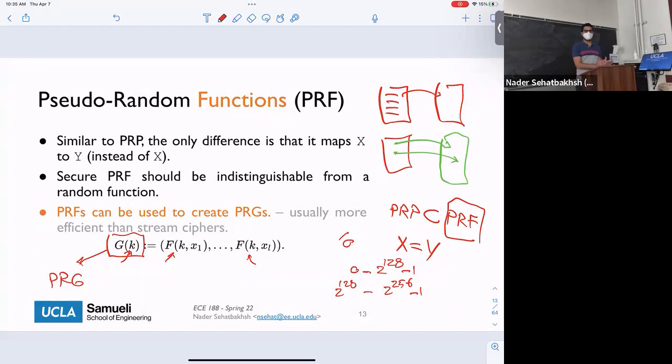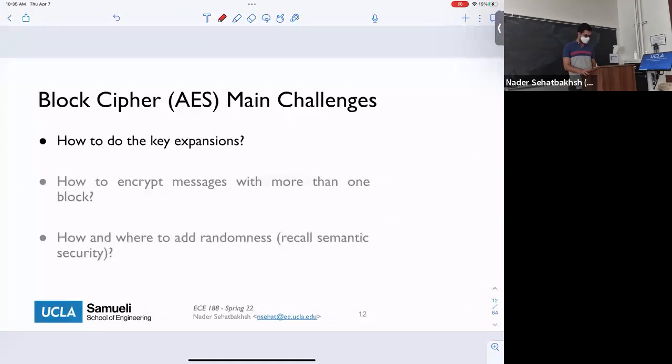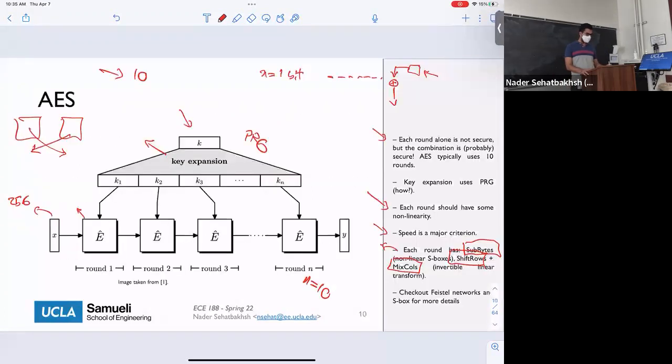So this is just an example, maybe I'll call it y1, y2, and yl, which makes it easier to understand. Remember, we have a key and we want to expand this key into multiple keys because we want to use it for multiple rounds. For example, in this case, as I said, n is equal to 10. So basically we want to expand the key 10 times.